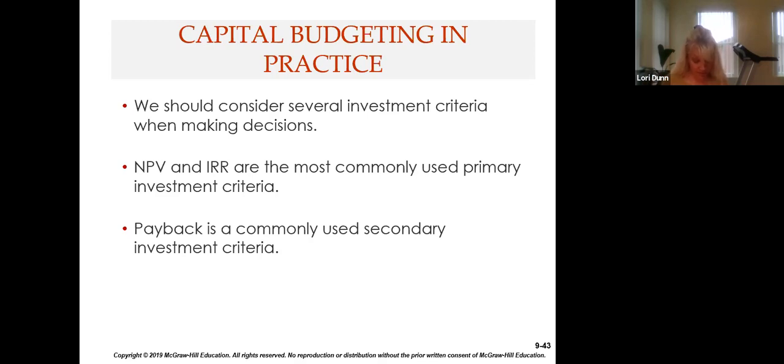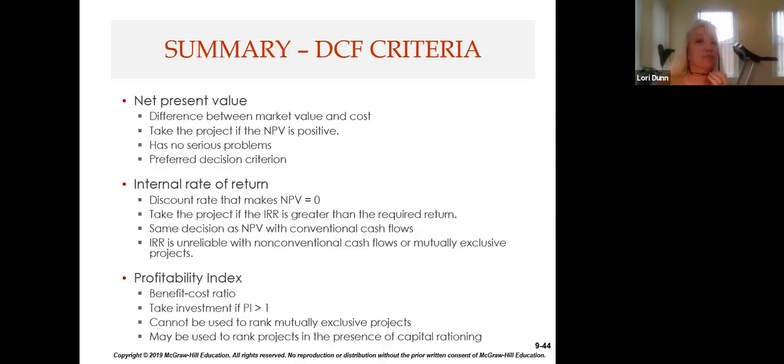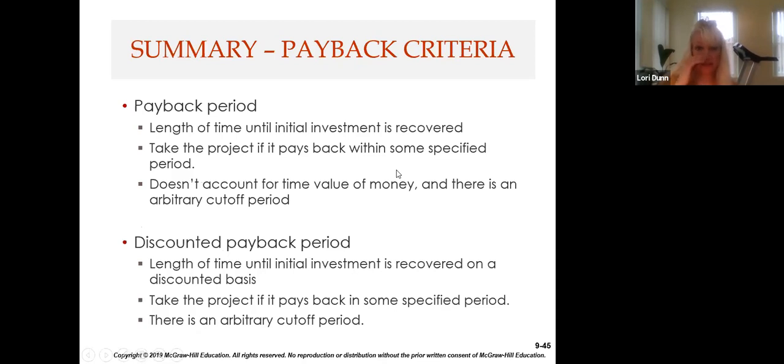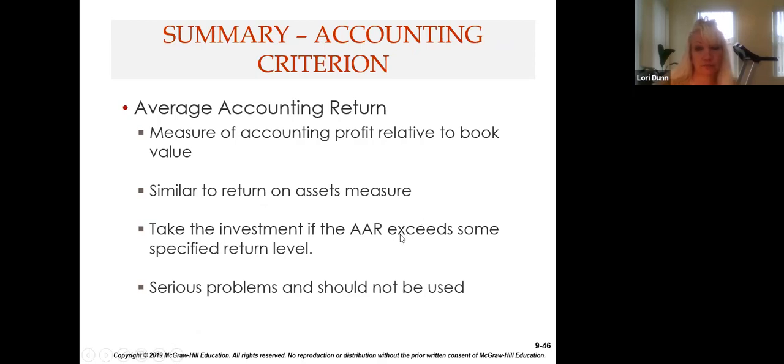Okay, and they also break it down by large firms versus small firms and how they capital budget. Pretty interesting. And how they use the different items. So there's a great summary of our decision-making criteria: net present value, internal rate of return, and profitability index. That's a great sheet to have, and that's in your book. More summary about payback and discounted payback period, average accounting.